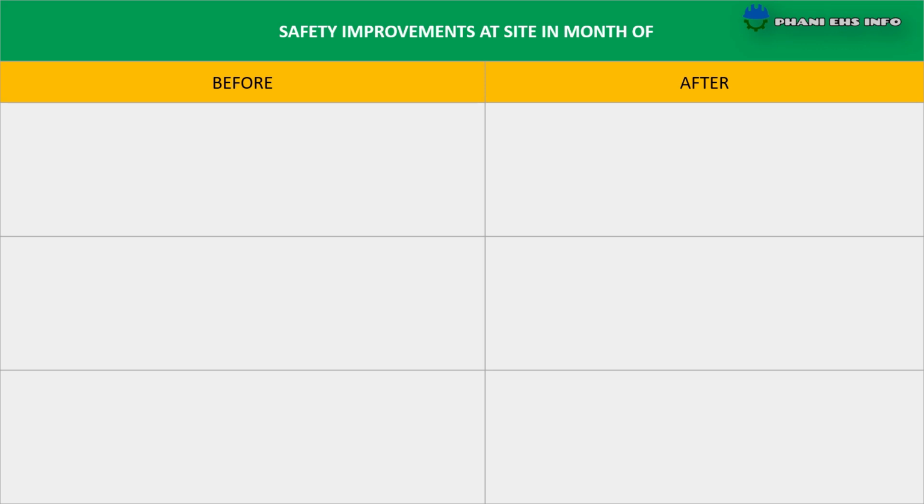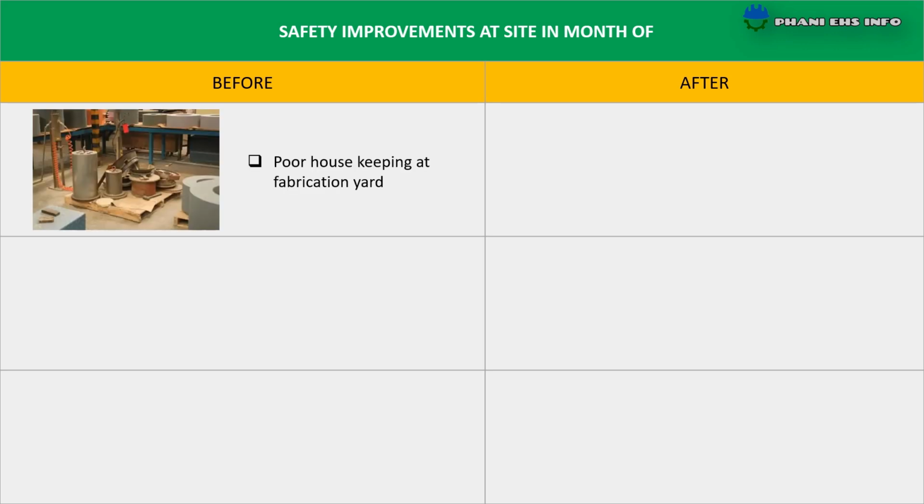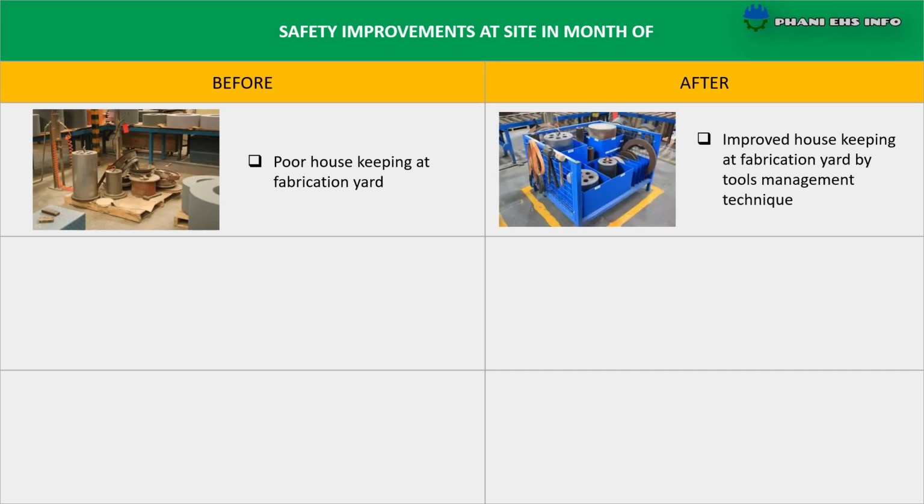So this is a very important sheet. Improvements means improvements regarding housekeeping, improvements regarding workplace safety management, improvements regarding eliminating hazards. Here I mentioned 3 improvements. First one, poor housekeeping observed at fabrication yard. So housekeeping at the fabrication yard was improved by tools management techniques, with photographs placed before and after.